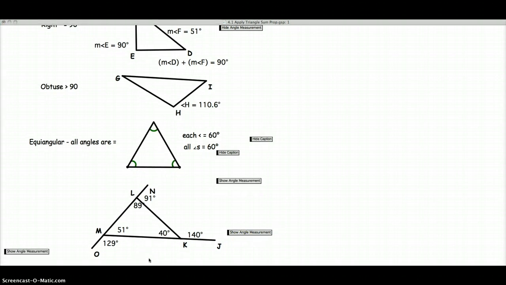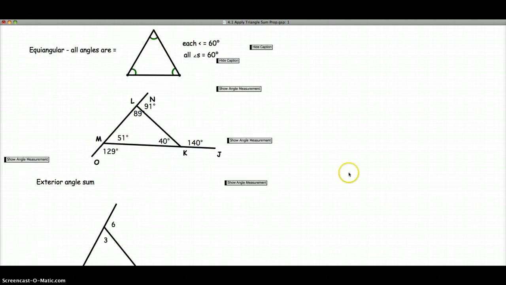Okay, so now that we've got our triangles classified by sides, and our triangles classified by angles, now we're going to start looking at some different things with a triangle. We've already discussed the fact that all triangles are equal to 180 degrees. So here you have 51 and 40 makes 91. 91 plus 89 is your 180 degrees.